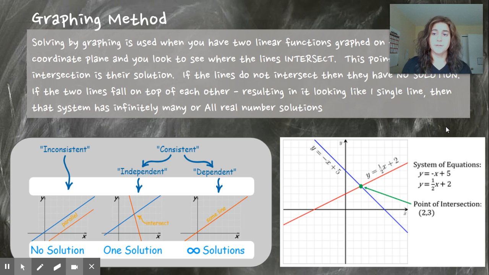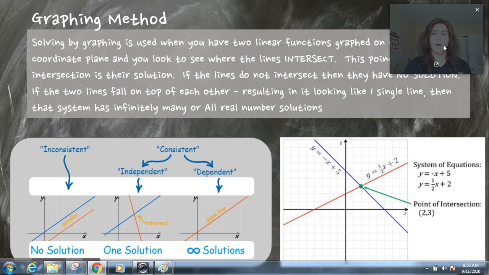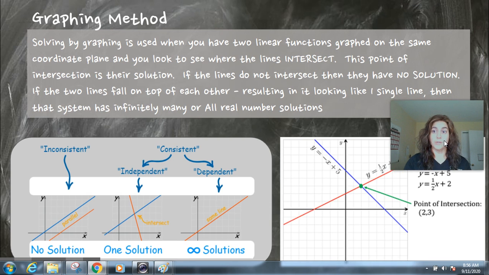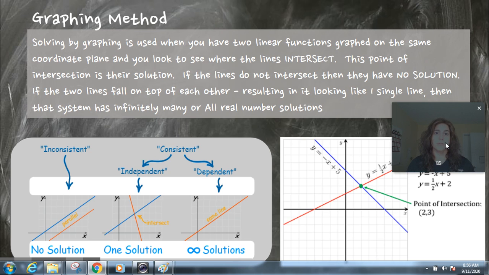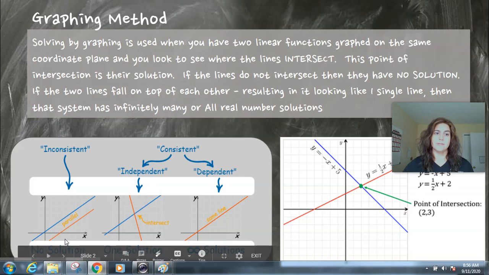And it's best if you're given equations already in slope-intercept form, or ideally if you already have graphs visualized for you. So solving by graphing is when you look at lines and you're looking to see where they intersect, if they intersect. Wherever they intersect, that is their solution. That's your point, x comma y. If they do not intersect, we talked about that. That is this over here.